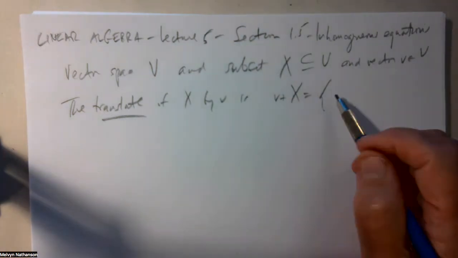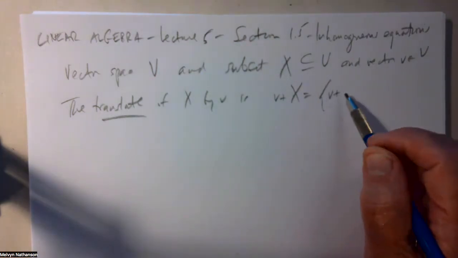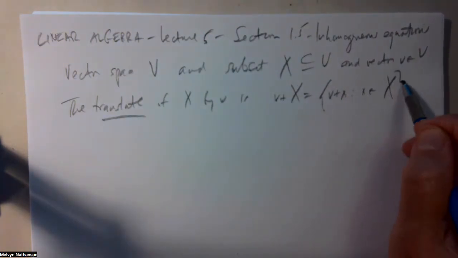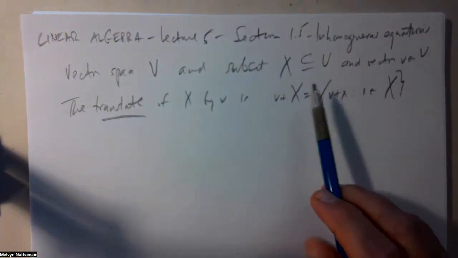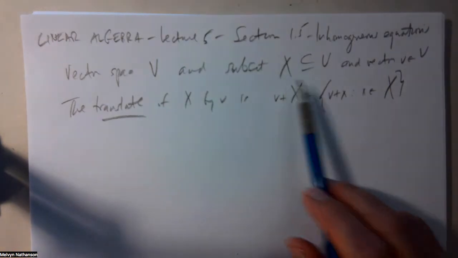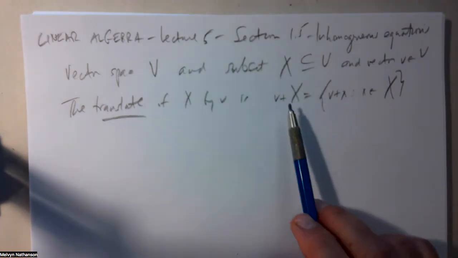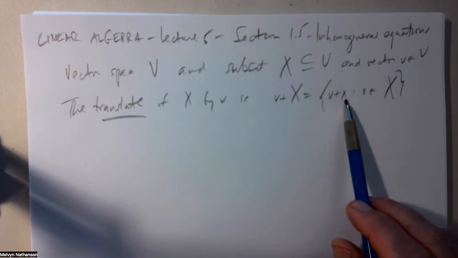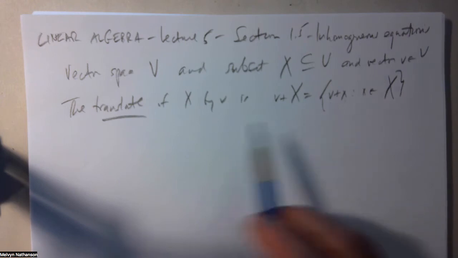It's a set of vectors, and it's all vectors of the form little v plus little x, where x is in the set X. So you take every vector in the set X and translate it by v. That is, you add v plus x. This is what one calls the translation of the vector X by v.